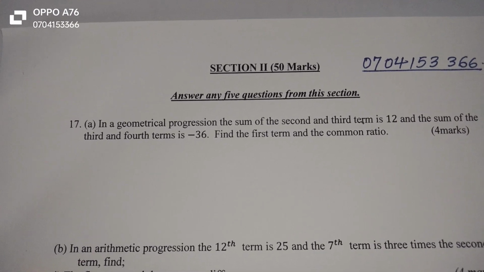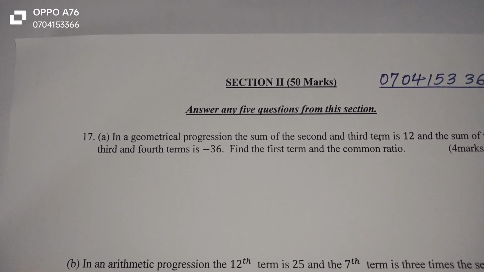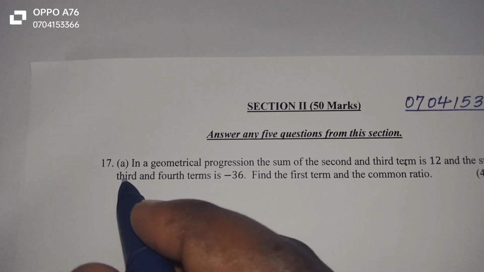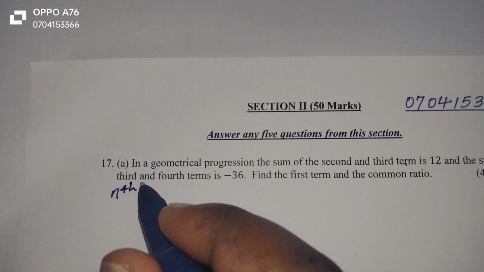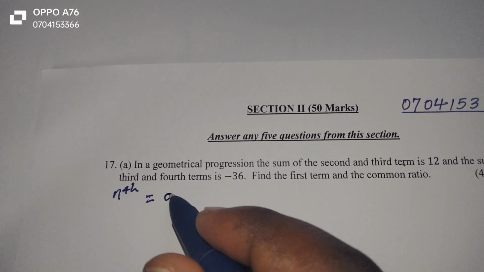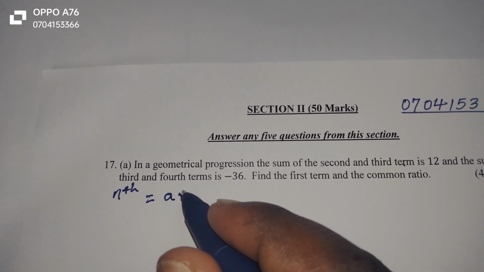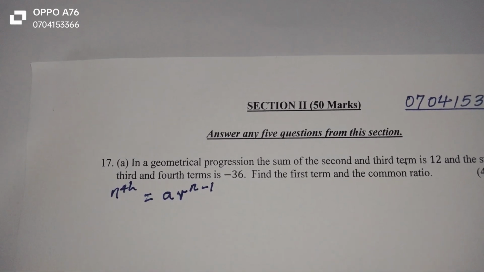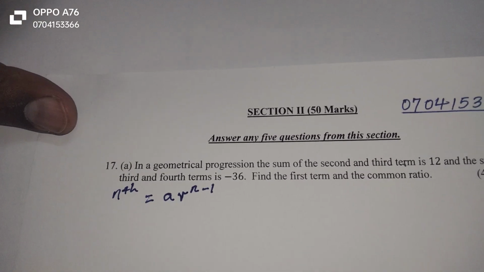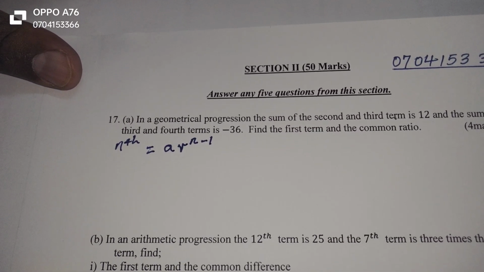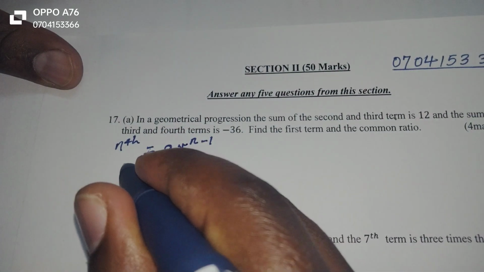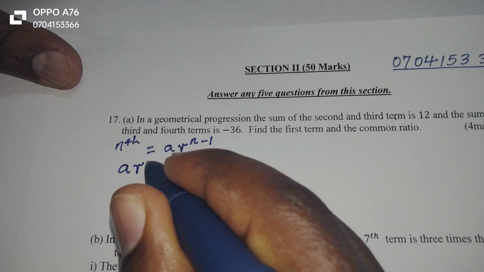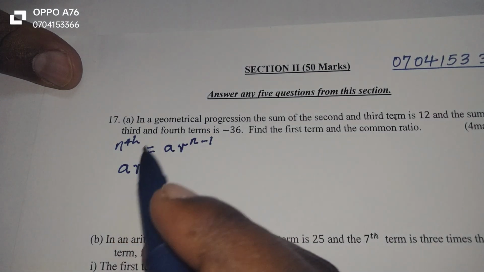We should know how we get the nth term in a geometric progression. If we are getting the nth term, we usually take a, the first term, multiplied by the common ratio raised to power n minus 1. In our case, we are given the sum of the second term and the third term. So the second term is a times r raised to power 2 minus 1, which becomes r power 1.